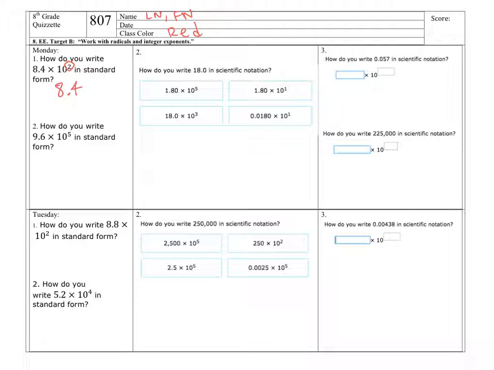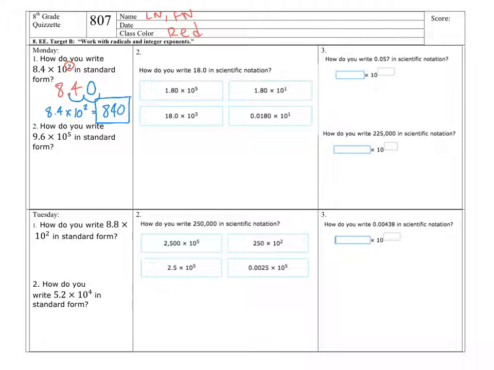So I'm going to get my decimal, I'm going to try it in blue, and I'm going to move 2 decimal places in the positive direction. So I have one empty space, and I'm going to put a 0 there. So my answer, 8.4 times 10 squared, is equal to 840.